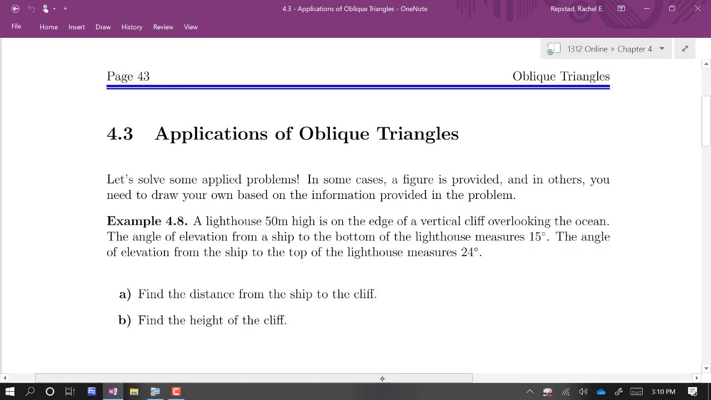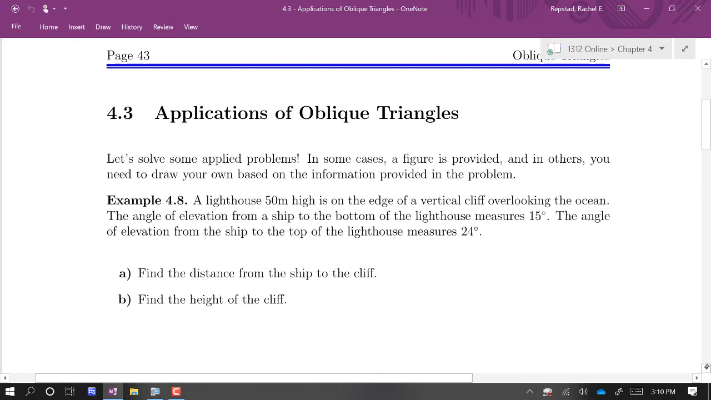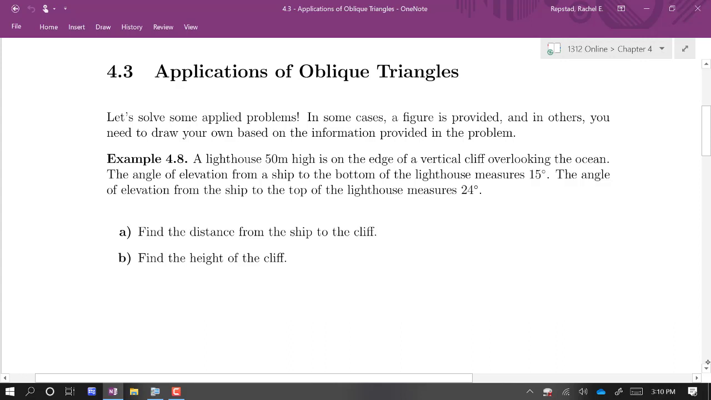All right, so we're going to do some applied problems to finish up this chapter. In all the applied problems for oblique triangles, as you can imagine, we're going to be able to model it with some triangle, or maybe more than one triangle. Sometimes they provide a figure for you, sometimes we have to draw our own. In example 4.8, that's one where we have to draw our own.